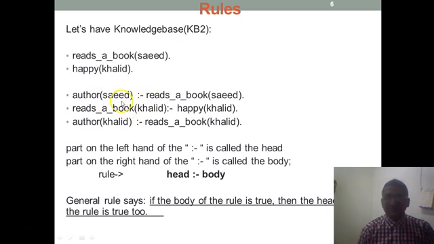And how can we read this? We read this: Sayyid is the author if Sayyid reads the book. Khalid reads the book if Khalid is happy. This is how we can represent the rules. Now let us look at some queries, how we can frame a query and how the answer should be returned by the Prolog.